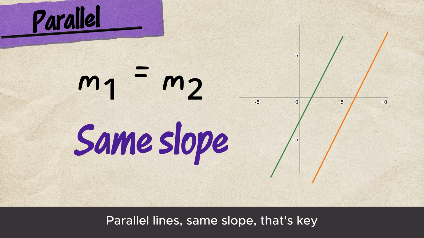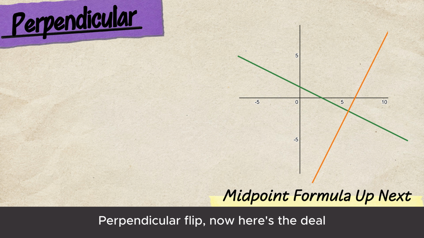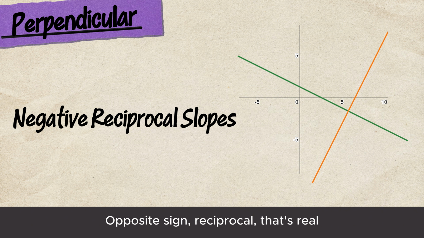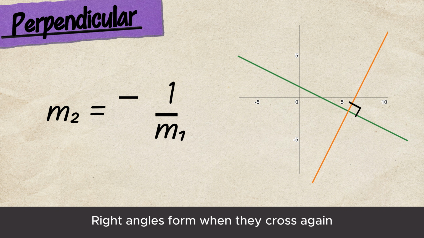Parallel lines, same slope, that's key. Different intercepts, they'll never meet. Perpendicular flip, now here's the deal. Opposite sign, reciprocal, that's real. m to negative 1 over m. Right angles form when they cross again.